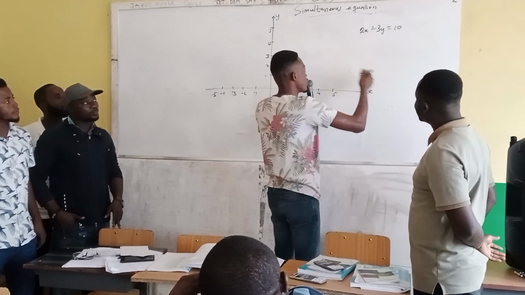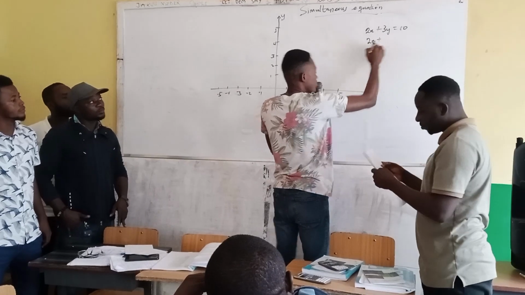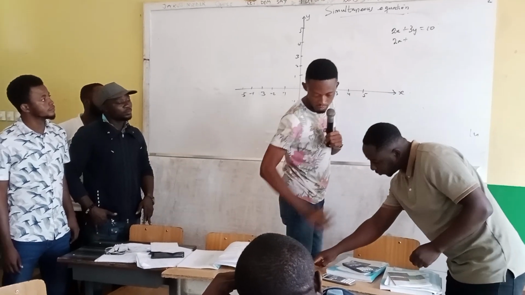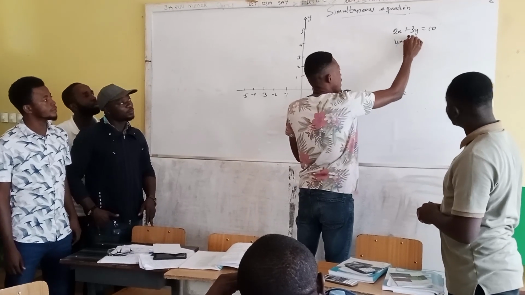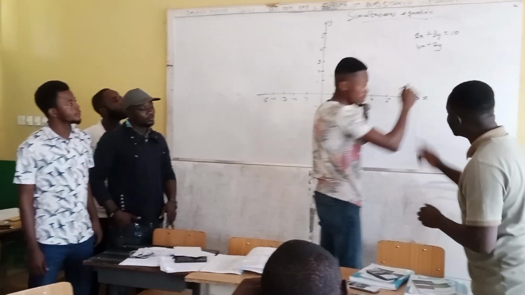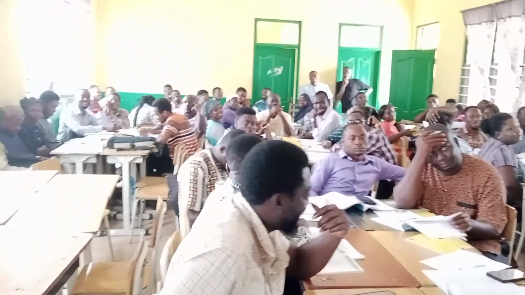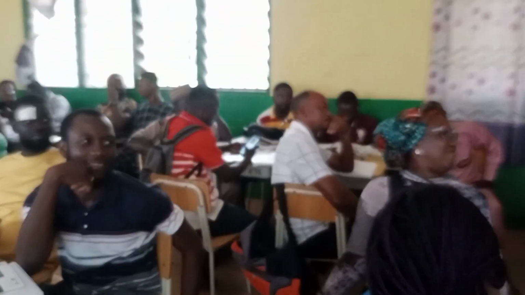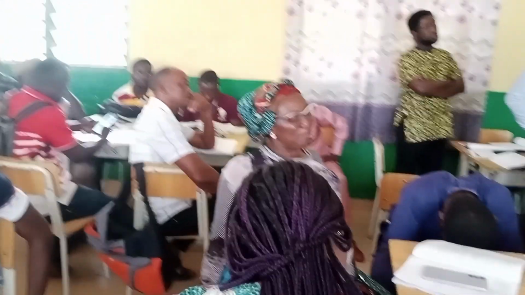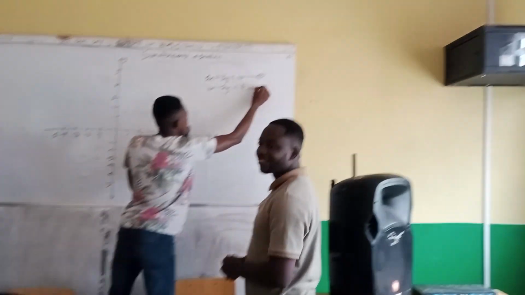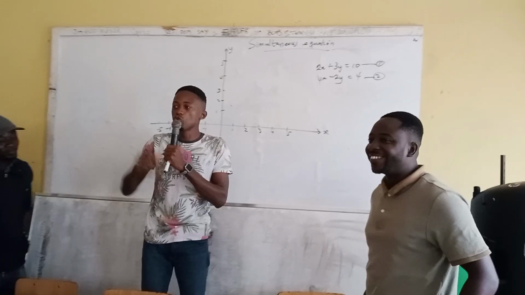Now let's have another equation like 4x plus 2y is equal to. I'm dabbing because I want us to go fast. Okay, so these are two equations. We want to solve them simultaneously, meaning that we are solving them at the same time together. Let's make this one equation one and this equation two. Now, I'm going to solve this using the graphical method.